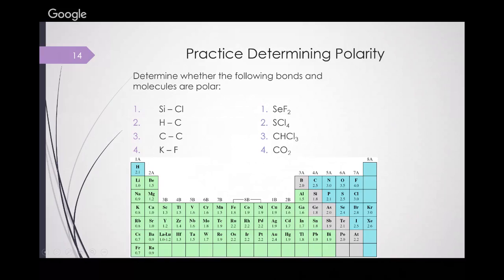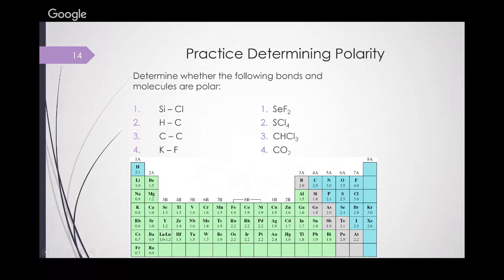So in selenium difluoride, we end up with selenium as the central atom with 2 lone pairs of electrons and 2 bonded pairs of electrons to fluorine. The overall shape then is bent. When I look, I have lone pairs of electrons. My difference between fluorine and selenium is 1.6, so I have polar bonds. Lone pair of electrons on the central atom with polar bonds results in a polar molecule.